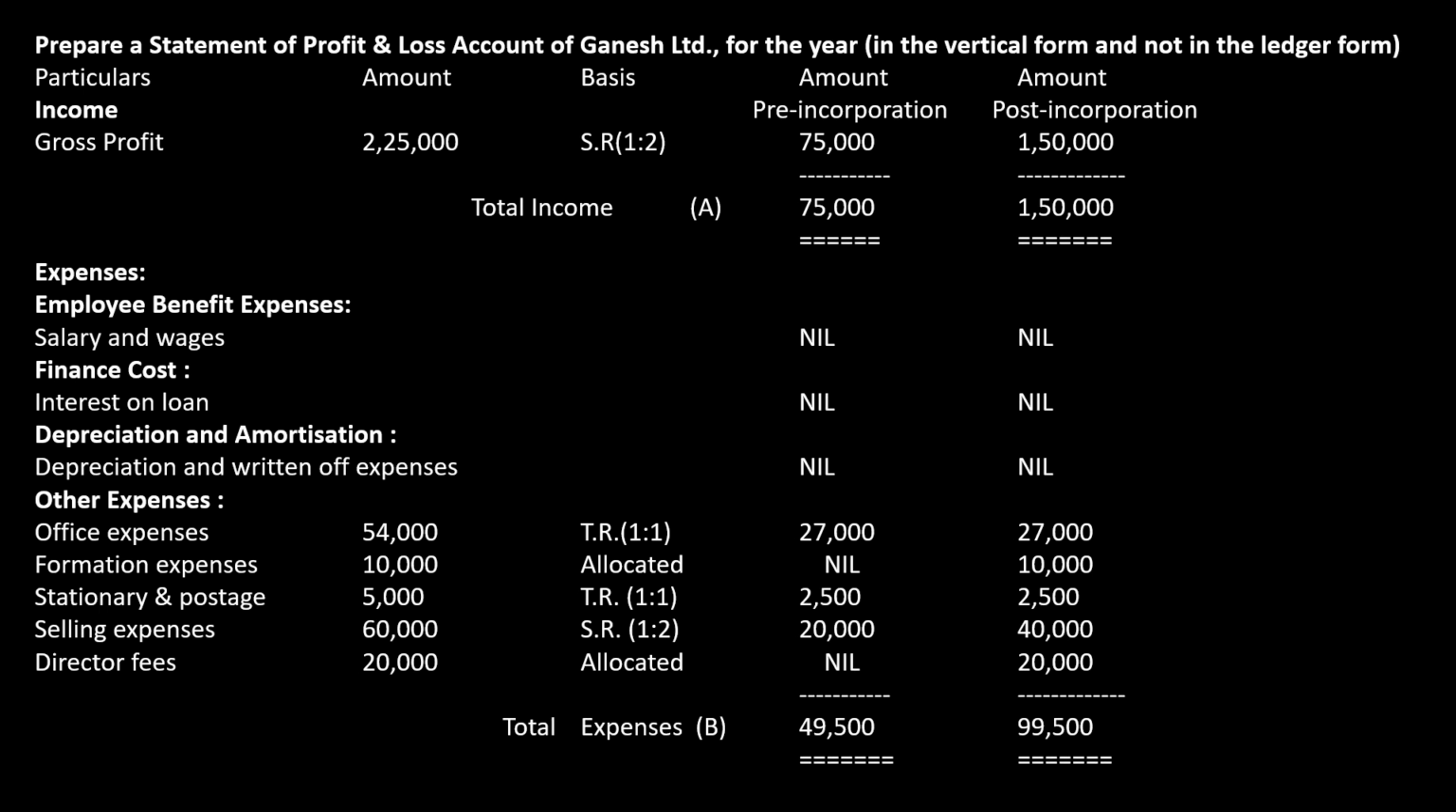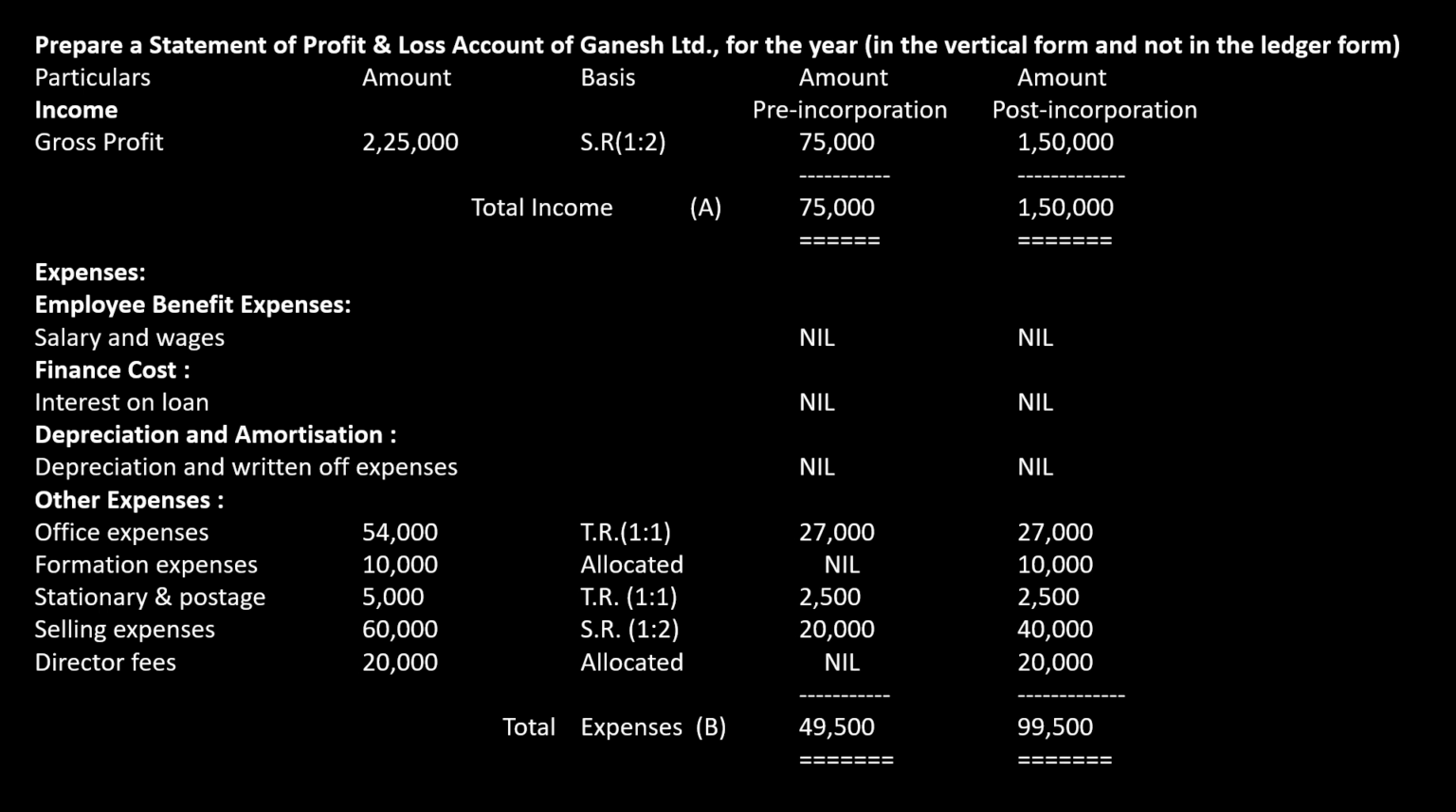Then director's fee. Directors will be only in the company form, not in a proprietor, partnership, or sole trader. Okay, the director will be only in the company form here. Therefore, the full amount of 20,000 will be written in the post-incorporation column, that is the last column.